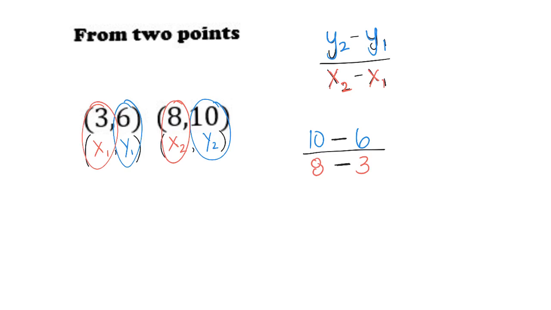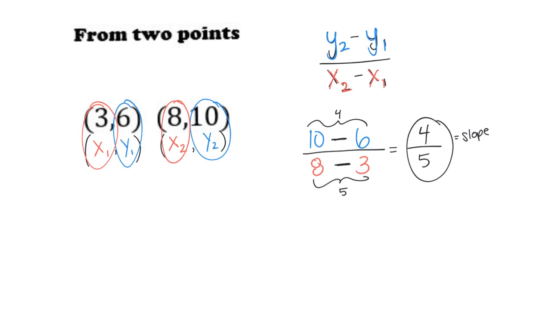Then it's just as simple as actually doing the subtraction. 10 minus 6 is 4. 8 minus 3 is 5. And that would be the slope between those 2 points.